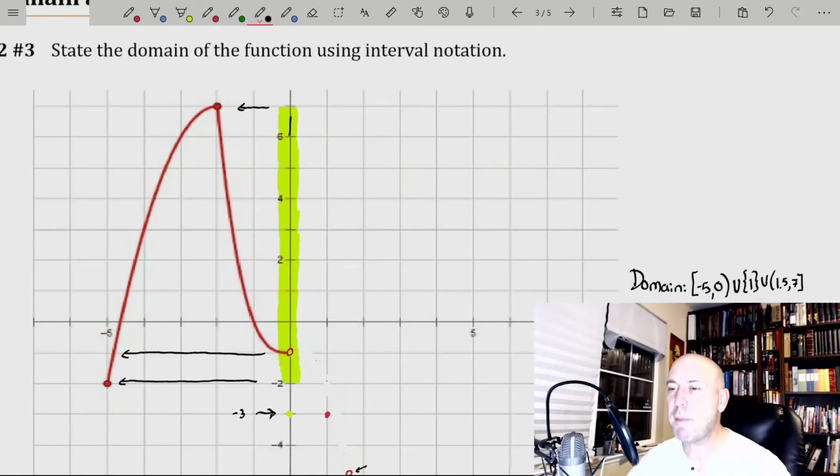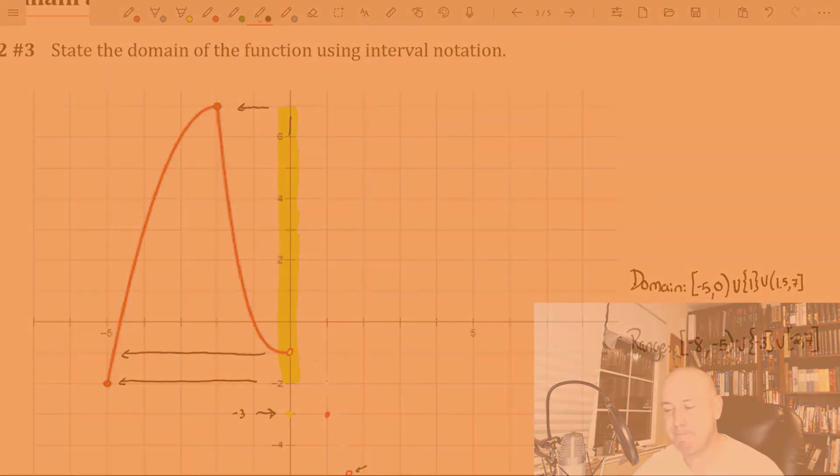So there's a couple examples in a row of how to find the domain and range from a given graph of a function. I hope that helps you out.